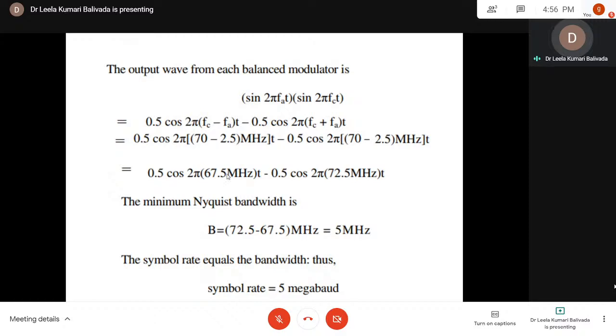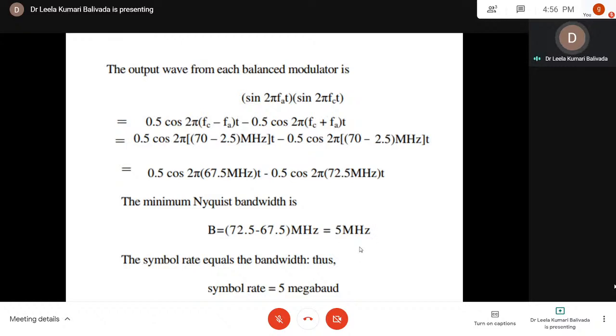The minimum Nyquist bandwidth is then the upper sideband frequency minus the lower sideband frequency. That is 72.5 minus 67.5 megahertz, which equals 5 megahertz. So this is the minimum Nyquist bandwidth.